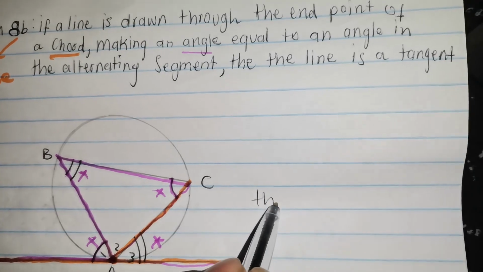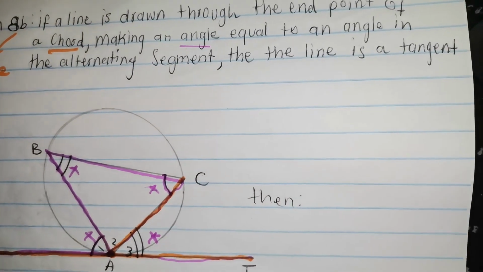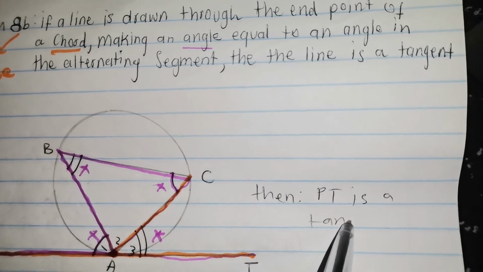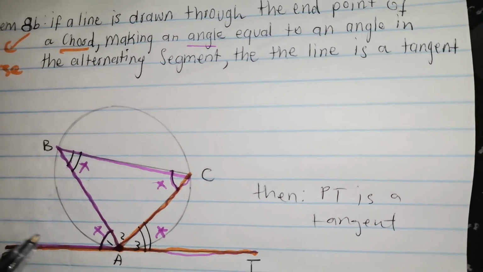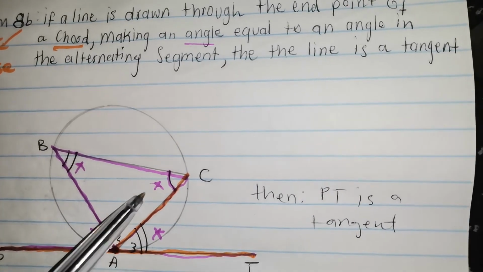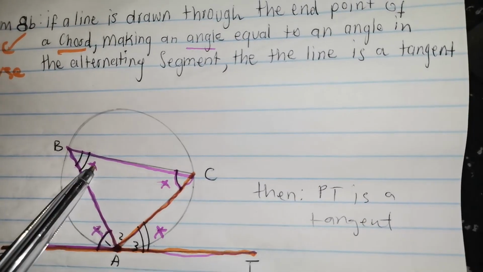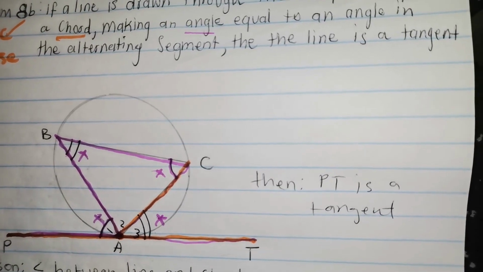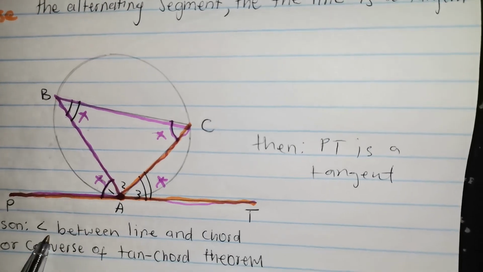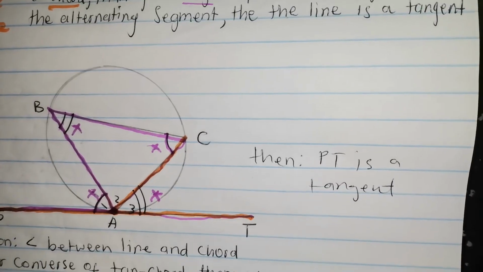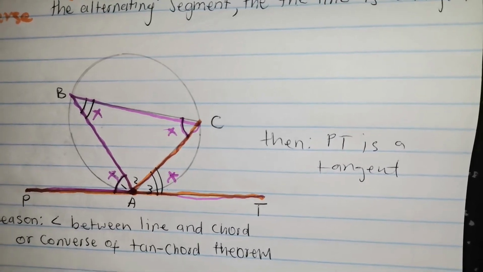So if this angle is equal to this angle, due to the tan chord theorem, then PT is a tangent if and only if these two angles are equal. The reason you can use for this theorem is the angle between a line and a chord, or the converse of the tan chord theorem. Then you're done with this theorem, guys, basically.